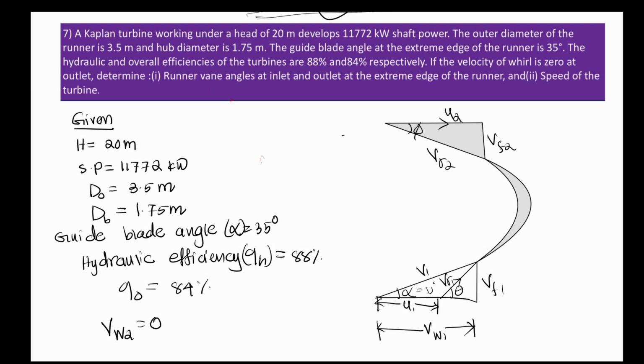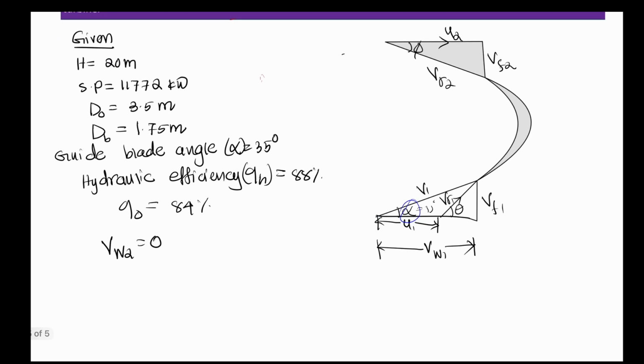Now we will be solving this question. They have given the height, which is 20 meter, and the shaft power is 11,772 kilowatt. They have given the outer diameter of the runner and the hub diameter as 1.75, and the guide plate angle, which is alpha, which could be represented here. The alpha is also given, and the hydraulic efficiency is given as 88%, and they have also given the overall efficiency, which is 84%.